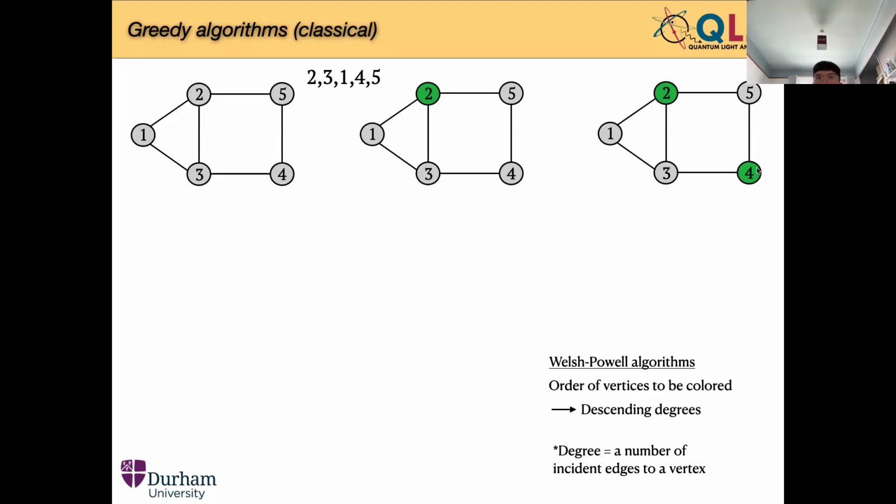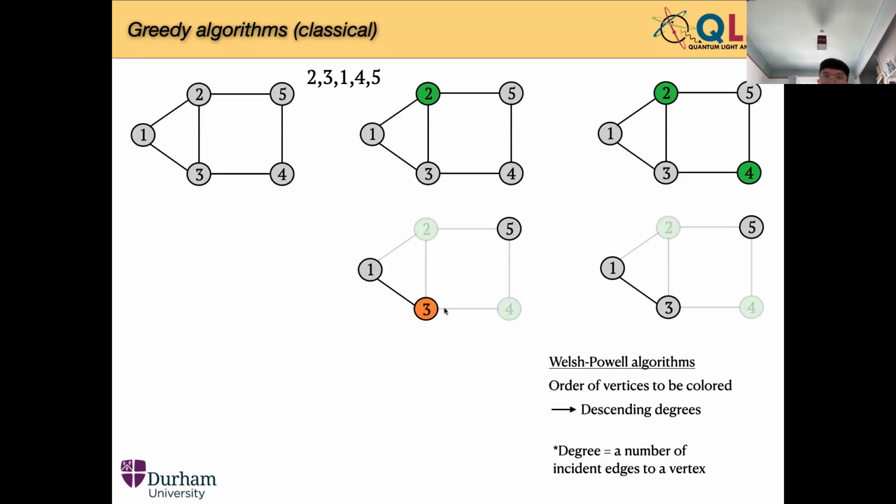Once we are done with the first coloration, we remove those vertices from the graph, including their incident edges. Now we get the subgraph of 1 and 3, and the independent vertex 5. The order becomes 3, 1, 5, because 3 has degree 1, 1 has degree 1, and 5 has degree 0.